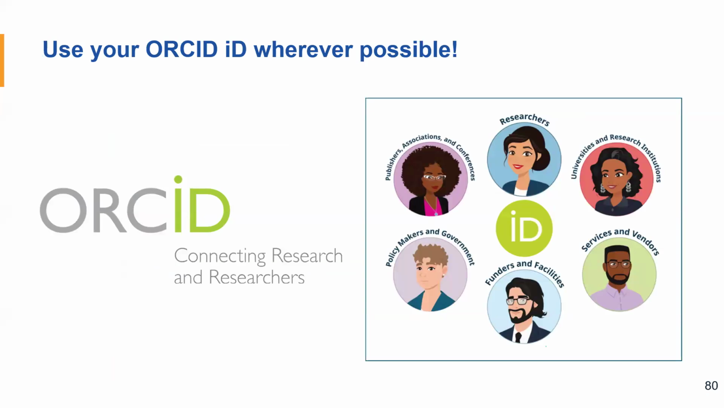So we always encourage you to use your ORCID ID wherever possible. So just again, look for that green ORCID ID button to make those kinds of connections. When you see that green ORCID ID button, that means that you'll be able to use your ORCID credentials to log into the system, for example, or they may have capabilities to be able to write information to your ORCID record for you.